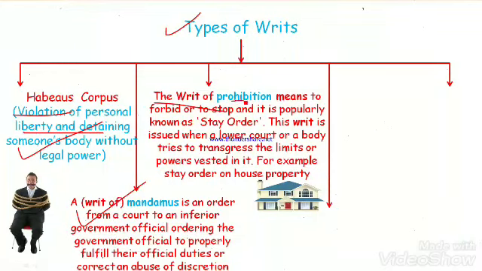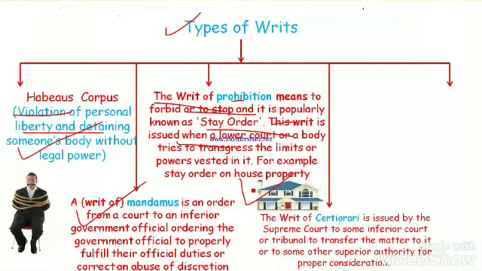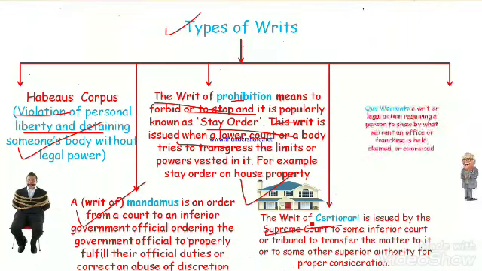Okay, the writ of prohibition. Prohibition is very important, it means to forbid or to stop. For example, a stay order on a property. The writ is issued when we try to challenge a lower court decision on a property matter in the high court, then you cannot do anything to that property. It will be called a stay order. Then the next one is writ of certiorari. It means challenging an inferior court decision in the Supreme Court or any other higher court to have a proper consideration of the case.